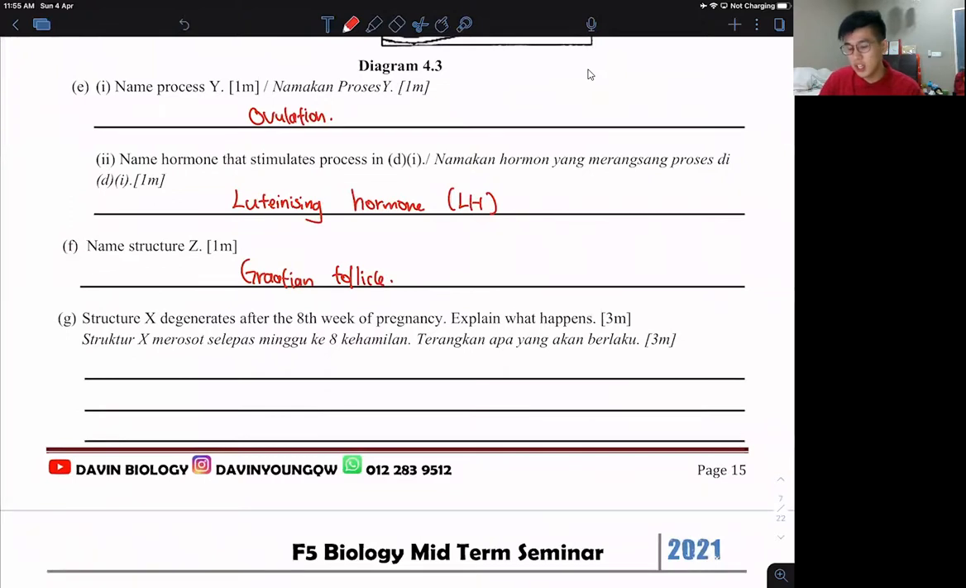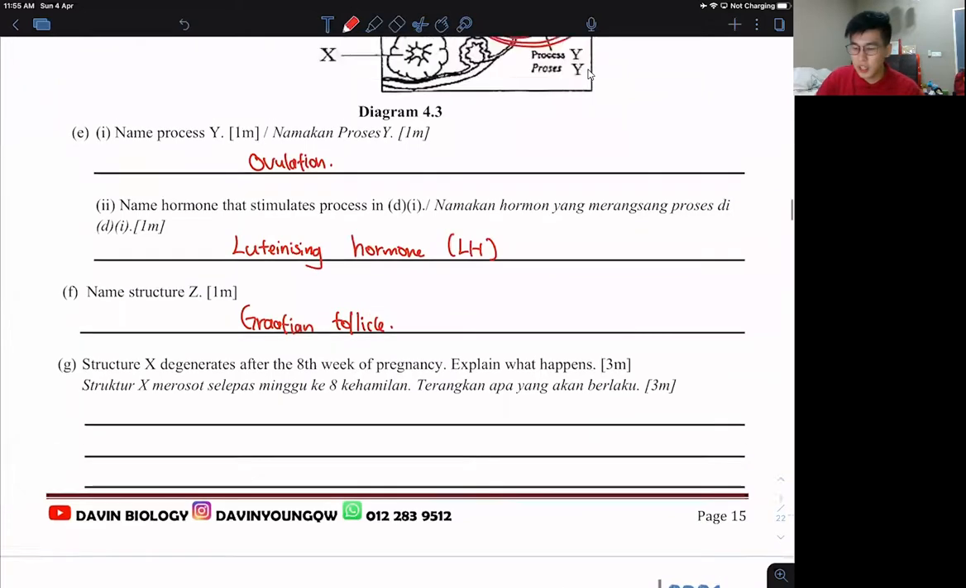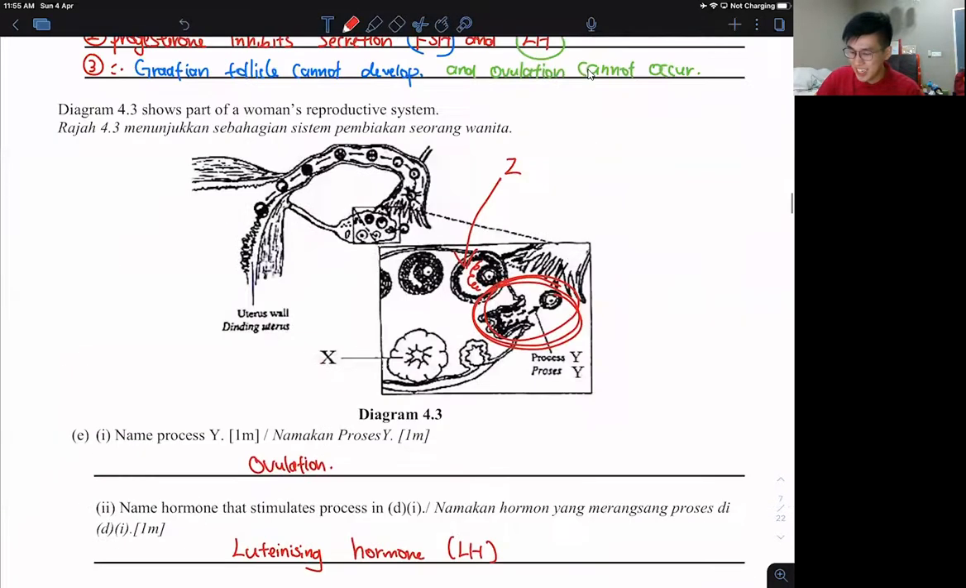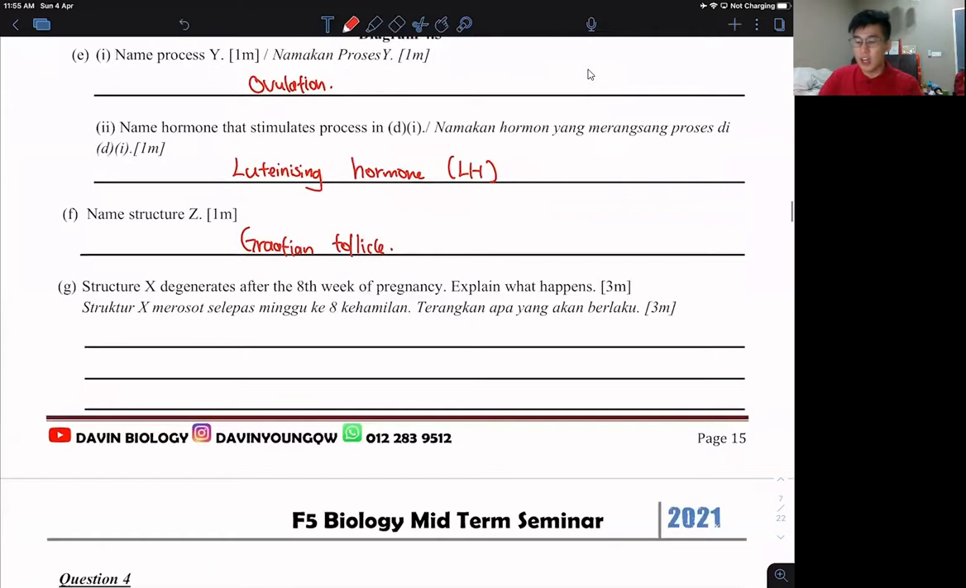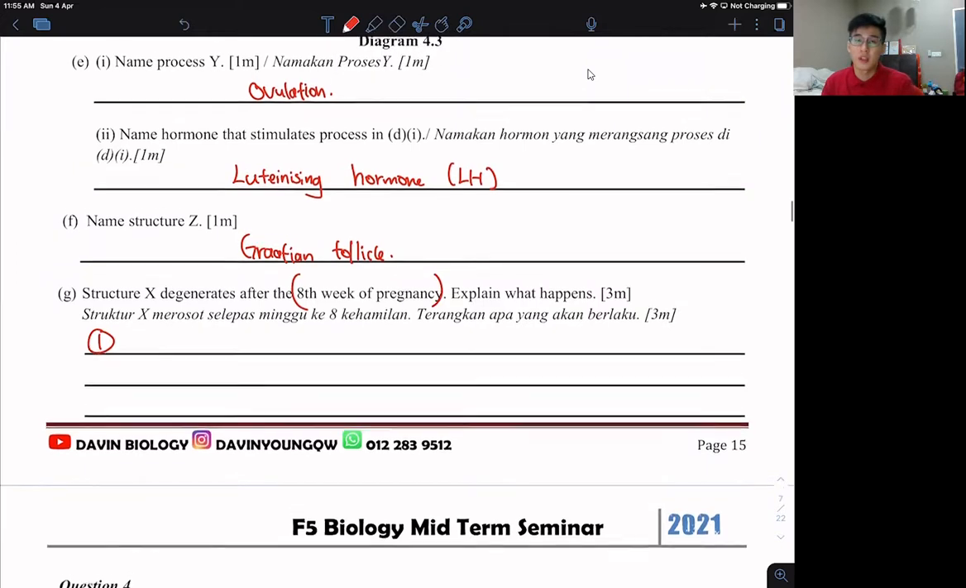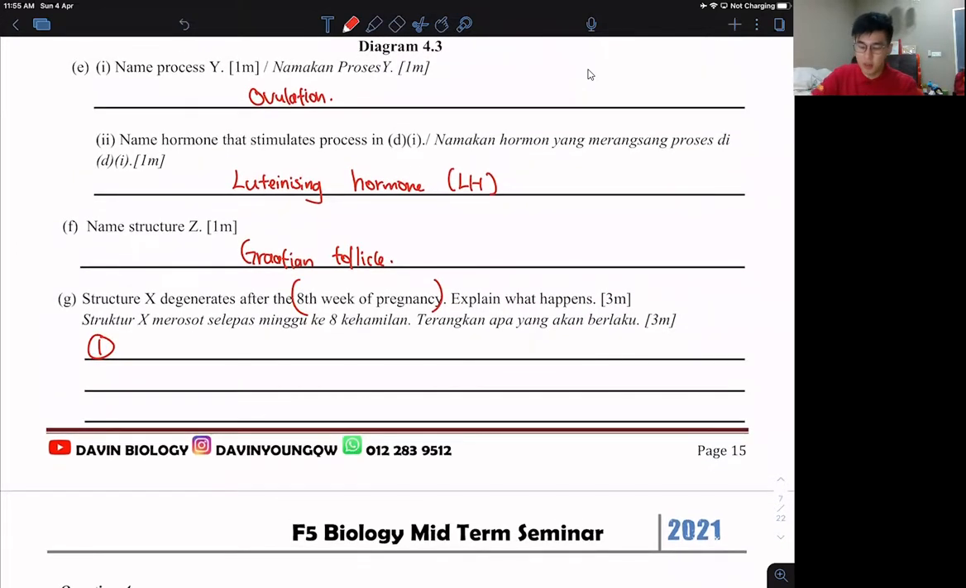Last one, structure X degenerates after the 8th week of pregnancy. Explain what happens after 8 weeks of pregnancy. So X is the corpus luteum, right? If the corpus luteum degenerates after 8 weeks of pregnancy, what do you think will happen? Can the baby still continue to grow or not? If there is no corpus luteum, it cannot grow. So what happens here is what we call miscarriage. It means the baby is going to drop out.